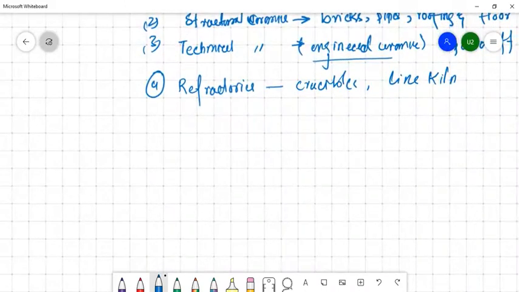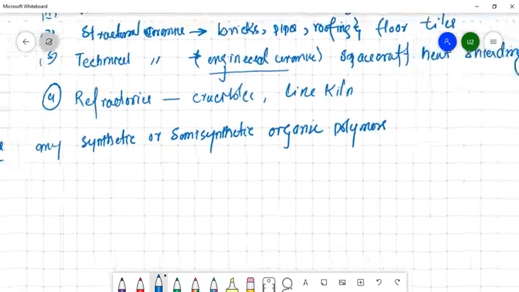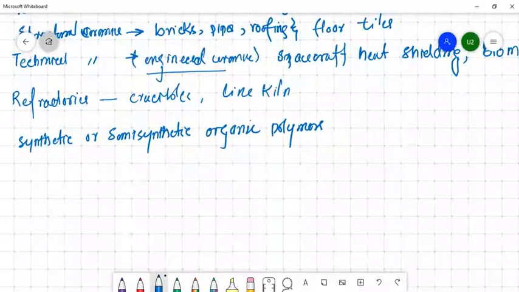And next we have plastics. So plastics, a common example, so we can define it by the way that it is any synthetic or semi-synthetic organic polymers, a main ingredient.